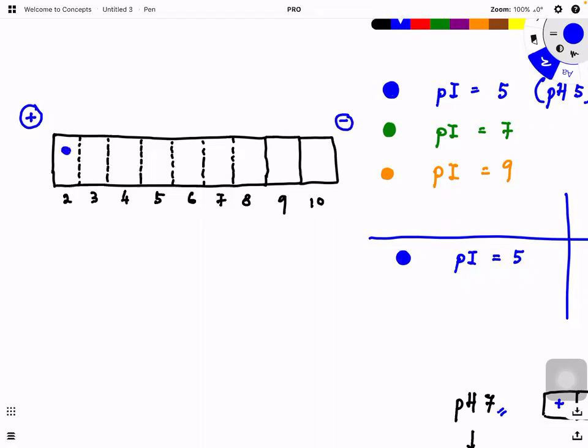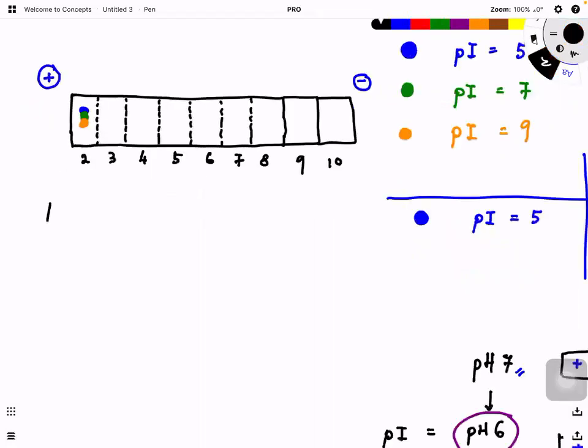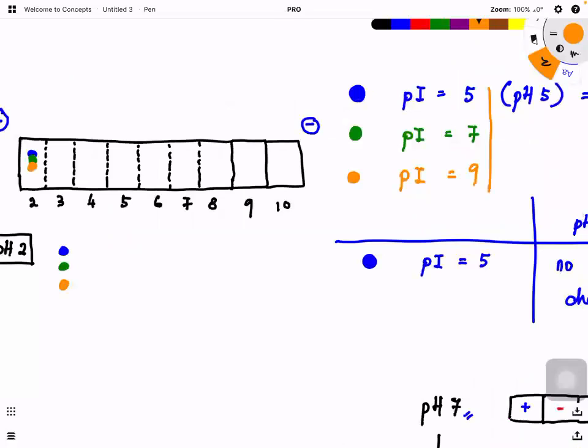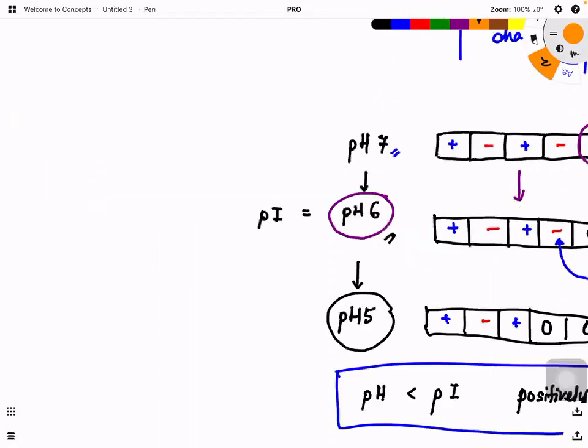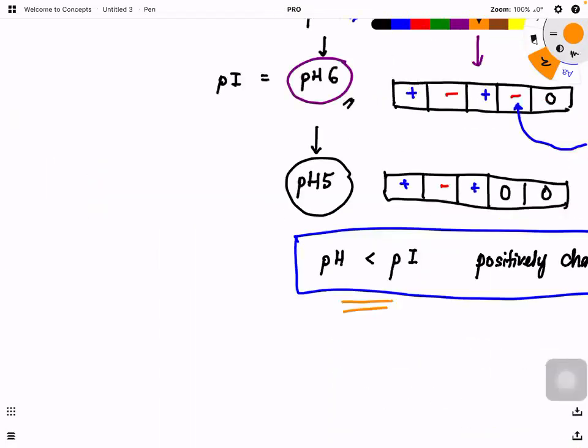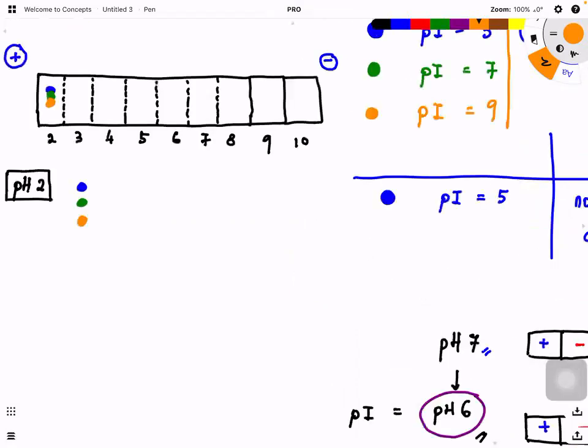Blue protein, a mixture with the green protein, a mixture with the orange protein. So we want to separate them. What will happen here at pH 2? For these 3 proteins, blue protein, green protein, and orange protein, you realize that all of them, the pI is higher than the pH, correct? So the pH is lower than pI. When the pH is lower than pI, they are positively charged. Okay, so positive, positive, positive.